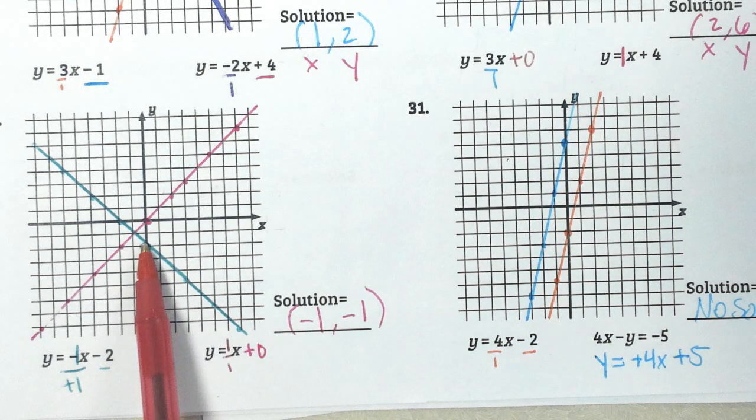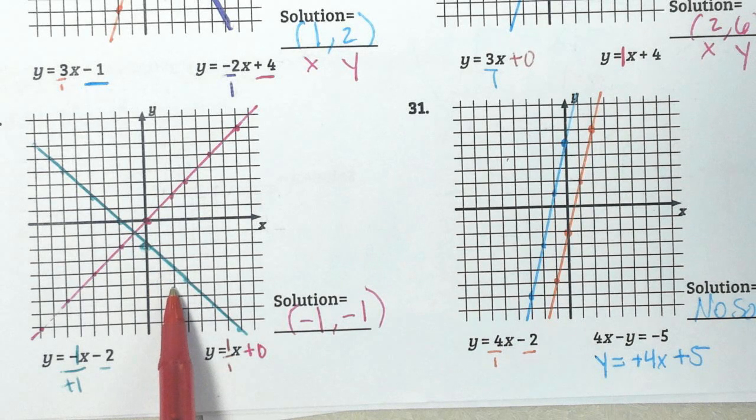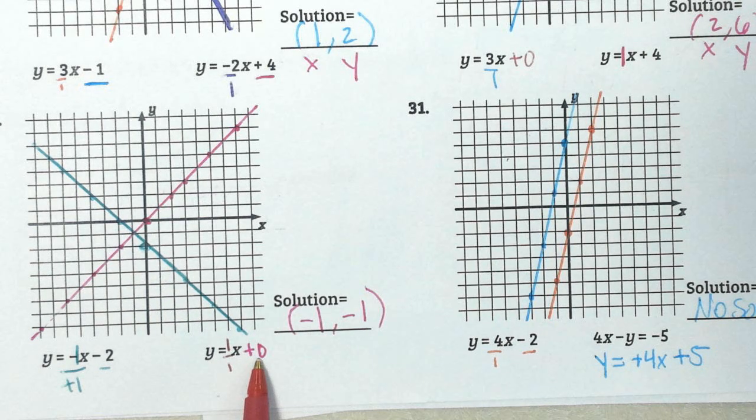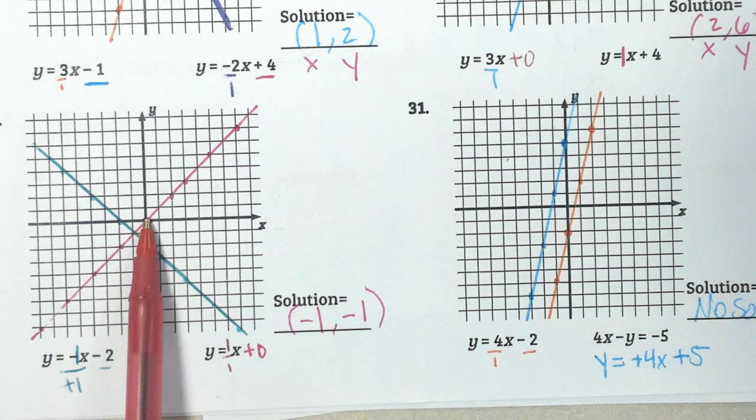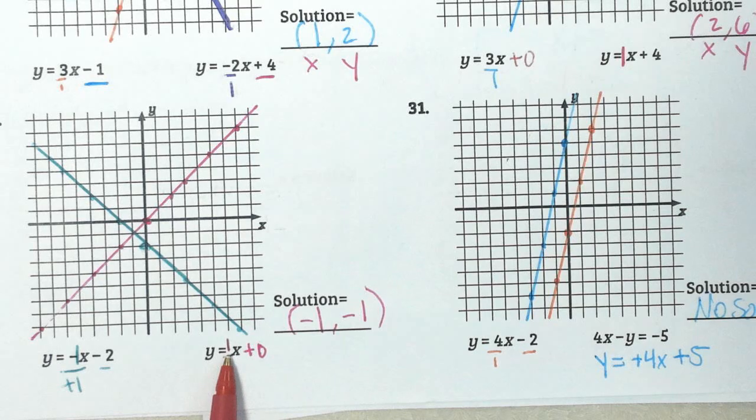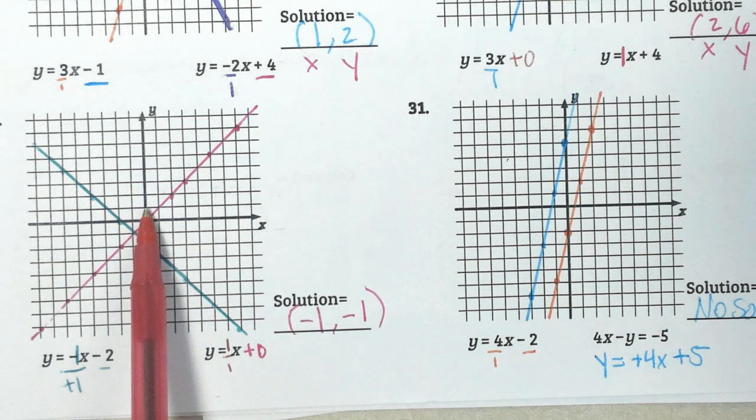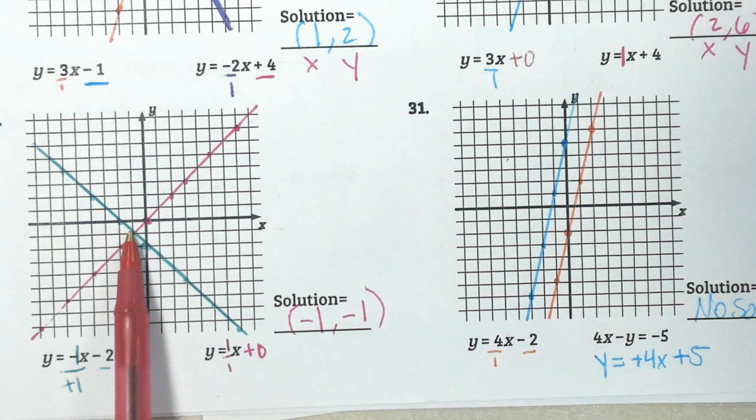My begin was negative 2, my slope was negative 1. So I began at negative 2 on the y-axis, down 1, right 1, down 1, right 1, down 1, right 1. Here I did not have a plus anything, so that's really plus 0. It begins at the origin. If there was no coefficient in front, that's really a 1. So up 1, right 1, up 1, right 1. That meant this was a negative 1 for my solution.